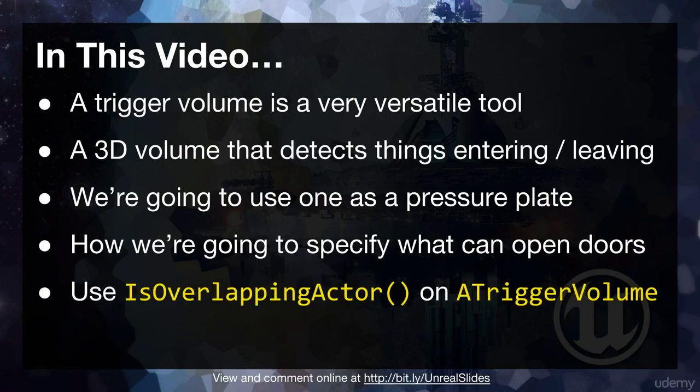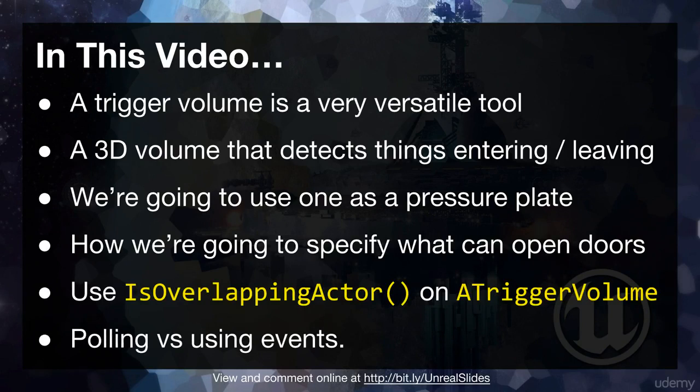The method we're going to use is overlapping actor on a trigger volume. And we'll briefly be talking about polling, which is what we're going to be doing. Every frame we're going to be asking, has it overlapped, has it overlapped, has it overlapped? Like a kid that's asking whether or not the car's arrived at their destination. Are we there yet, Daddy?